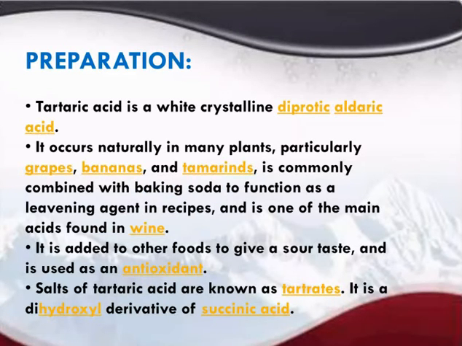Tartaric acid is a white crystalline diprotic alpha-hydroxy acid. It occurs naturally in many plants, particularly grapes, bananas, and tamarinds. It is commonly combined with baking soda to function as a leavening agent in recipes, and is one of the main acids found in wines. It is added to other foods to give a sour taste and is used as an antioxidant.